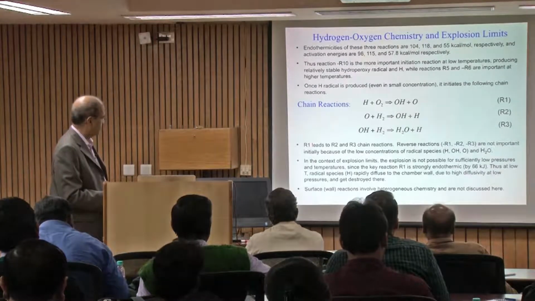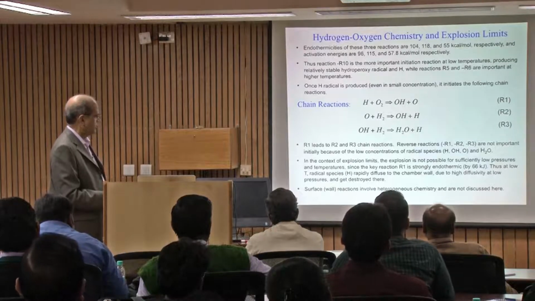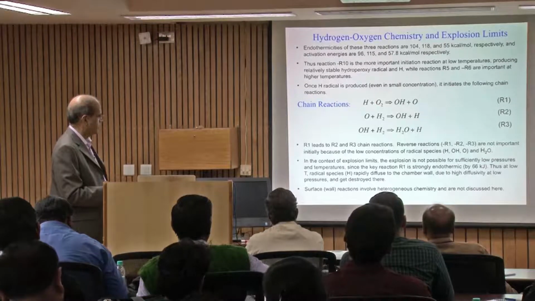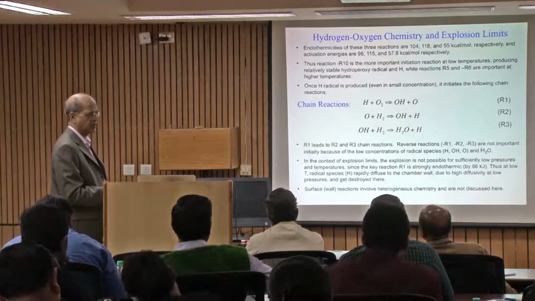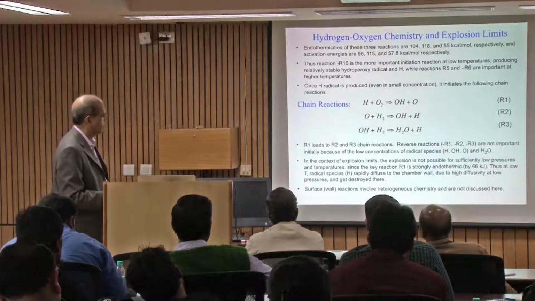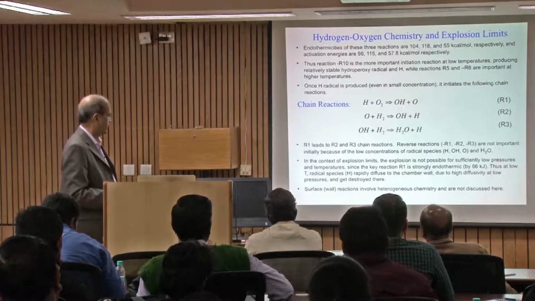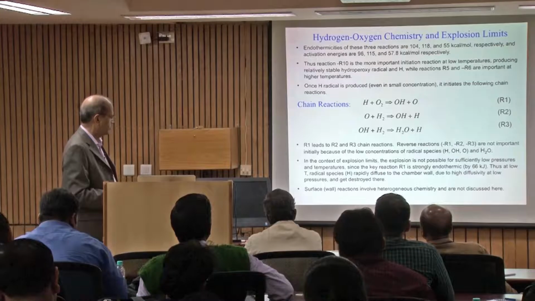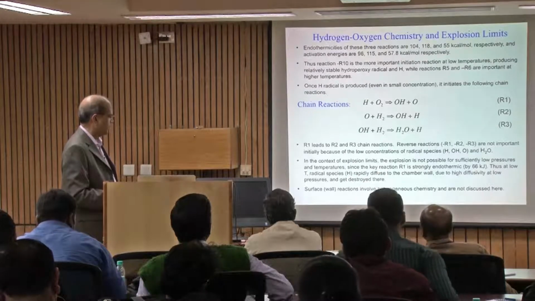So this is one mentioned. R1 leads to R2 and R3 chain reaction. Initially, the inverse reaction is not important because you just have a little bit of H, right? There is very little OH and O in the system initially, because of the low concentration of some radical species. Now we are going to discuss this explosion limit, because this is a very important chemical kinetics phenomenon.